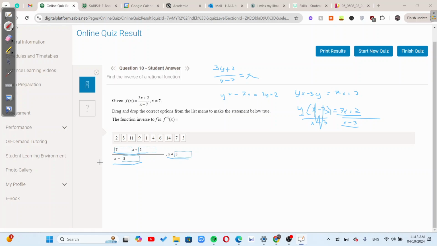Now to find this part, just see whatever makes the denominator 0, because you cannot have a 0 denominator. So here, if you do 3 minus 3, it's going to be 0, so x cannot be 3.